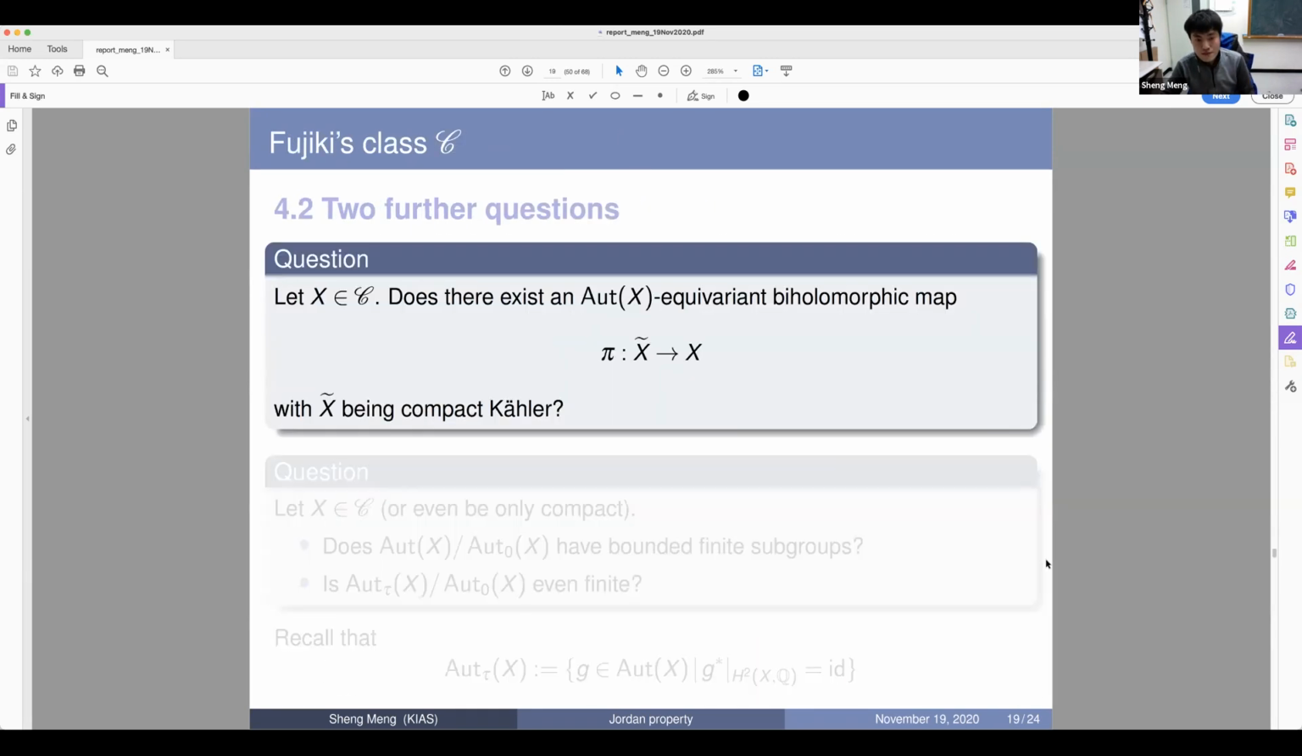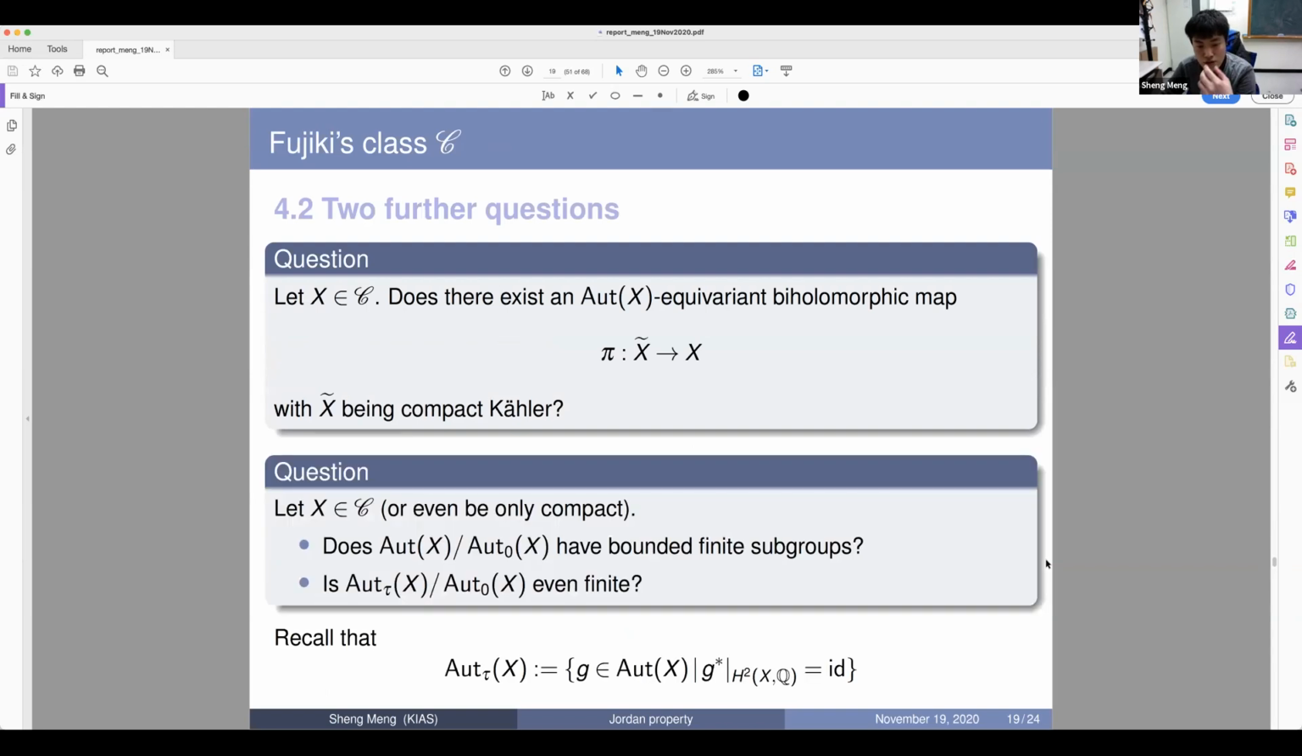Okay, this question, right? And these two questions. You mean these two questions, right? Yes. First, if you have this equivariant resolution, then I guess they share the same Aut_0. They share the same Aut_0. So if this holds, then you can have the Lieberman-Fujiki result, by showing that Aut_0(X tilde) equals Aut_0(X). Yes. Okay.